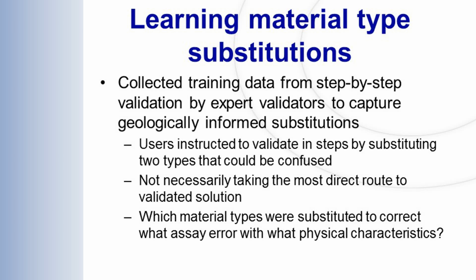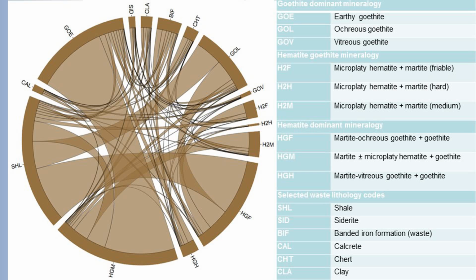So we had to capture basically the threads connecting the 2 different material types that they were trying to exchange. And once we had that, there should be some sort of either similar chemistry or similar physical attributes that they were trying to maintain during validation. As part of this, they didn't necessarily take the most direct route to the validated solution, but we managed to record this data to maintain the physical characteristics of the composition.